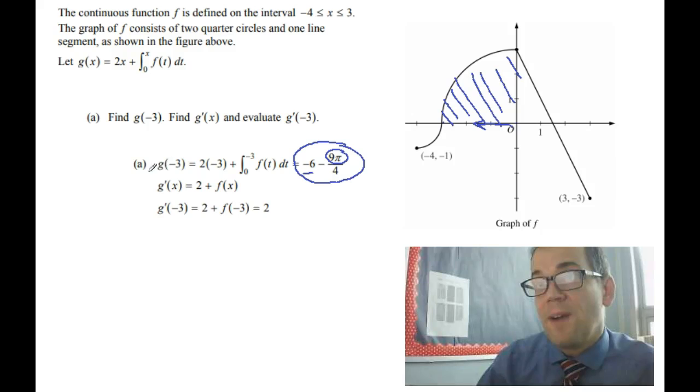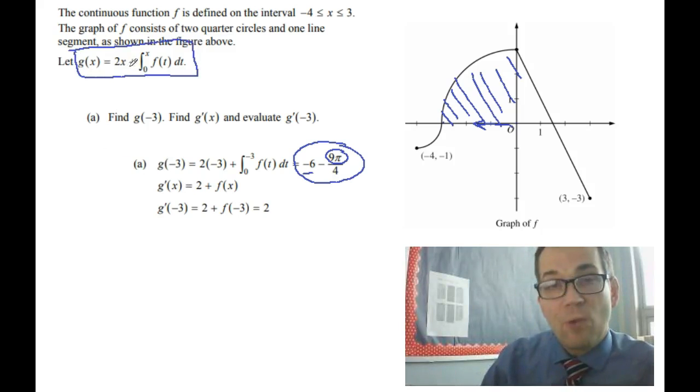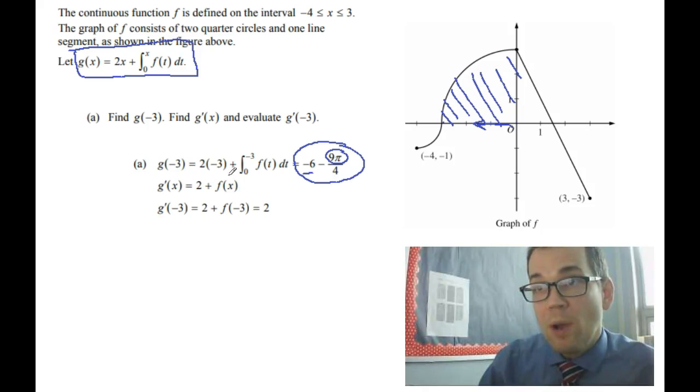The second point is to find g prime. So we'll just take this guy's derivative. And of course the derivative of 2x is simply 2. And then this derivative is simply going to be f of x. So 1 point for recognizing that g prime is going to be 2 plus simply f of x itself.